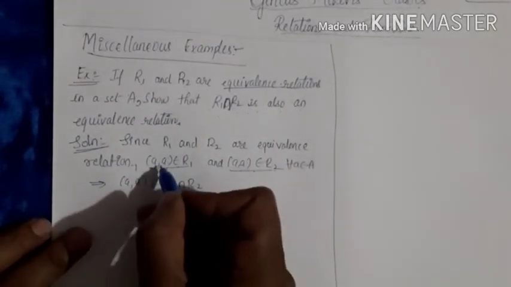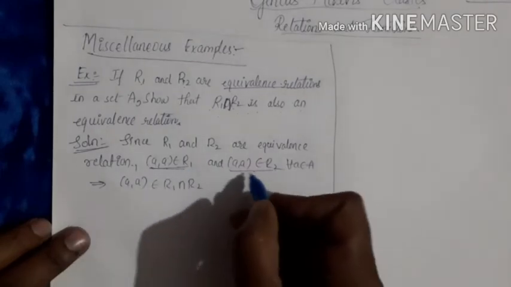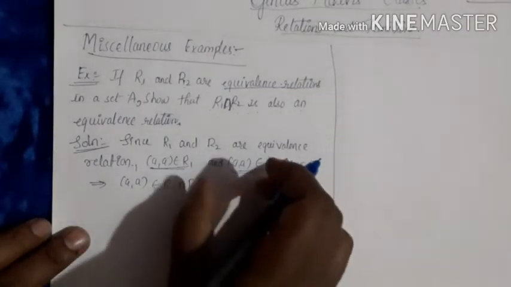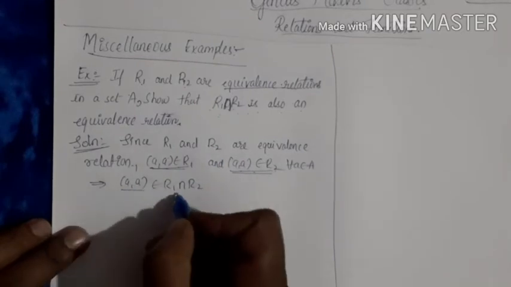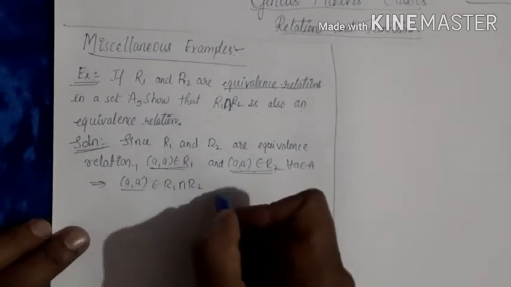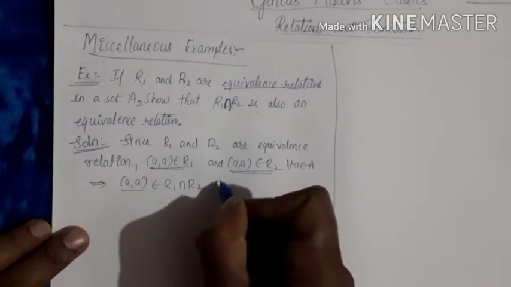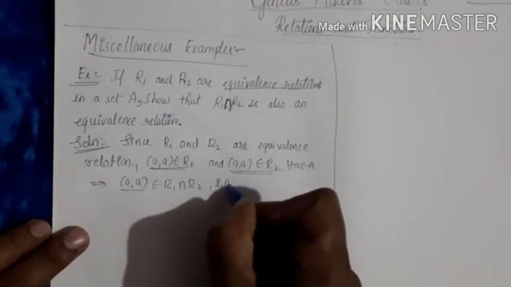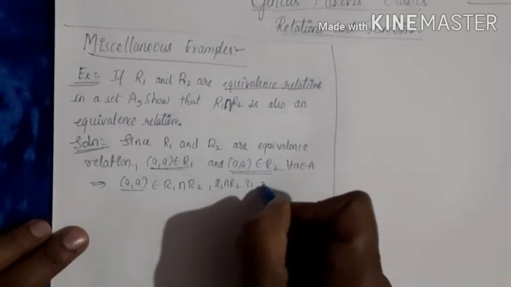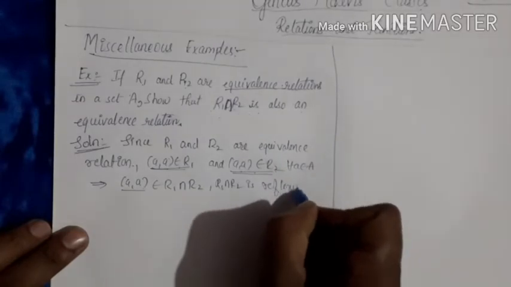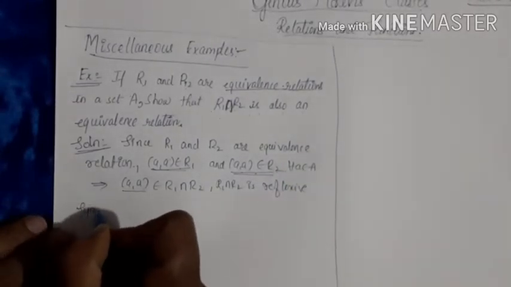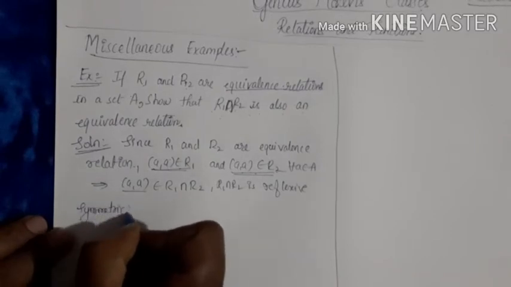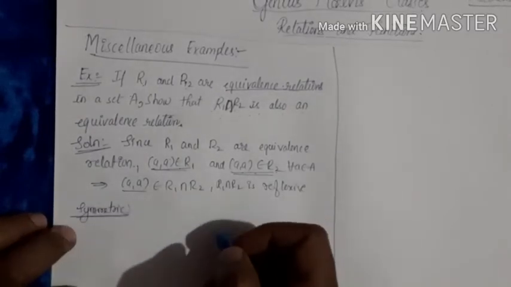Why? Because this also belongs to R1 and this also belongs to R2. So the intersection will also give you (a, a). Therefore, (a, a) belongs to R1 intersection R2. This implies that R1 intersection R2 is reflexive. Okay. So now symmetric. So what is the symmetric property? And we know that symmetric property.